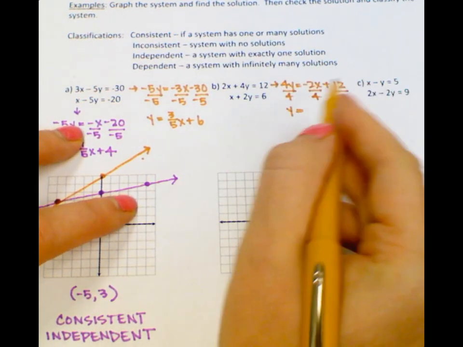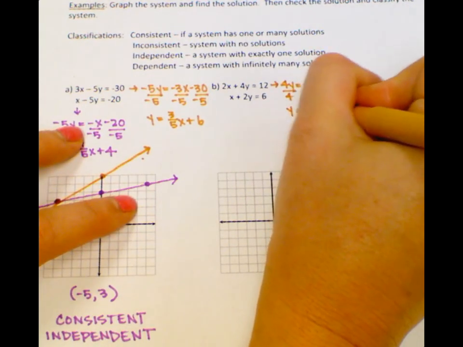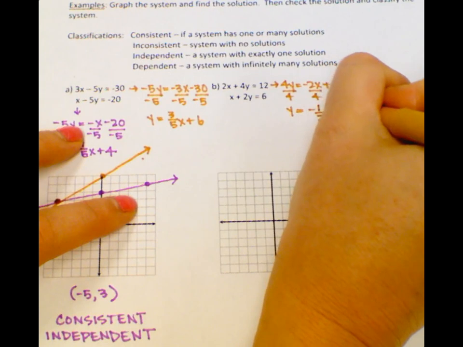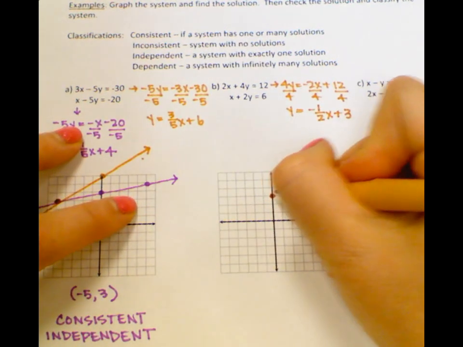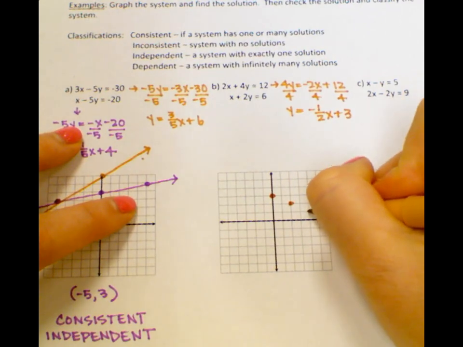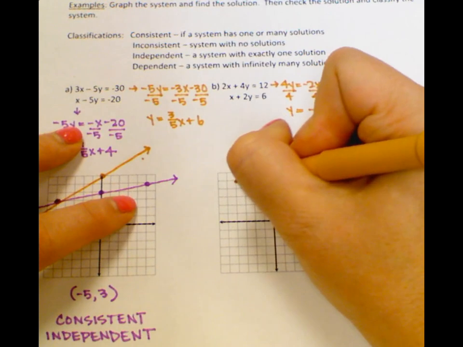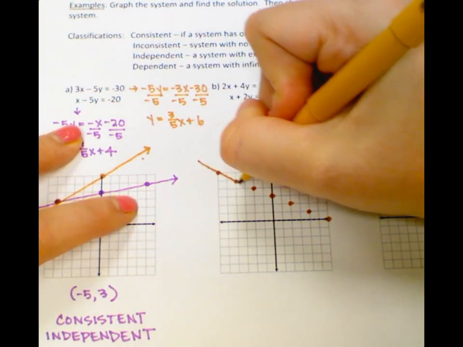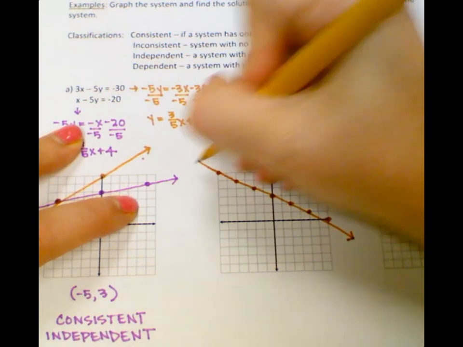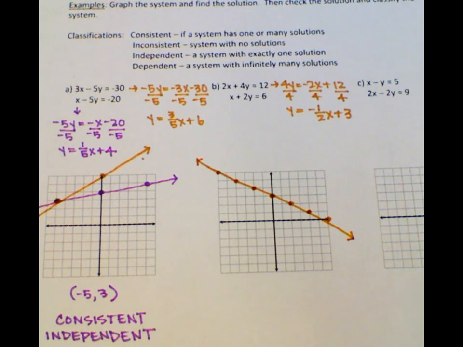All right, now you see this 2 over 4? You need to reduce it. So that is 1/2. 12 divided by 4 is 3. All right, let's do it. Start at 3. Down 1 over 2. Down 1 over 2. And again, no stinginess. Make as many dots as you can, because you do not know where these are going to cross. All right, first line done.